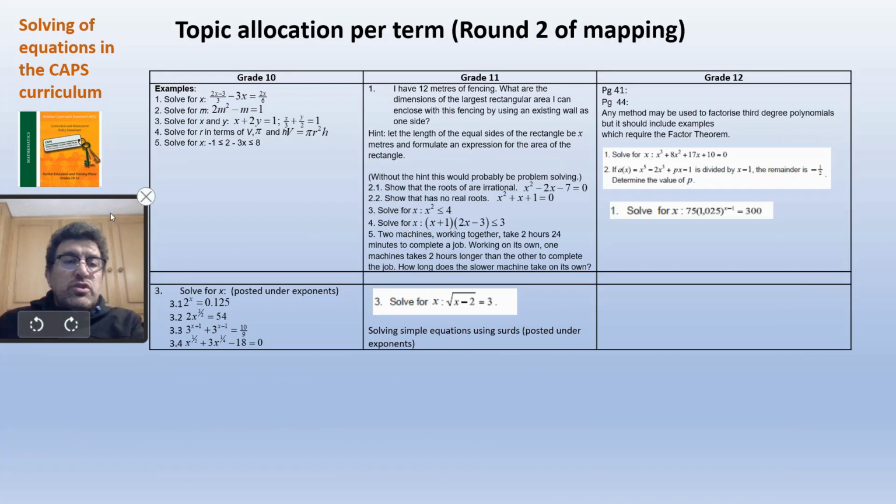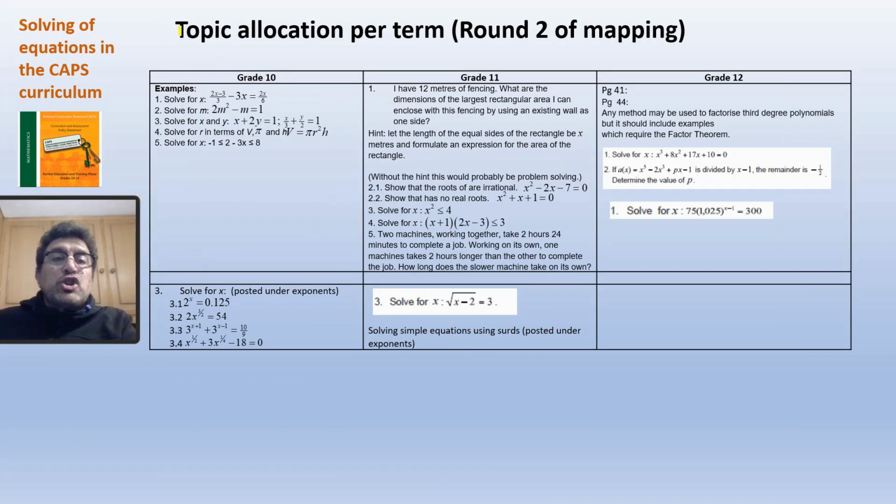Round 2 talks about the topic allocation per term. If you go further down in your curriculum, you will see that it gives you examples of what they mean. There's quite a few examples given here. Now let's quickly look at grade 10. There's examples using fractions. Then there's normal quadratics. Notice with this quadratic, the leading coefficient is not 1, which is interesting.